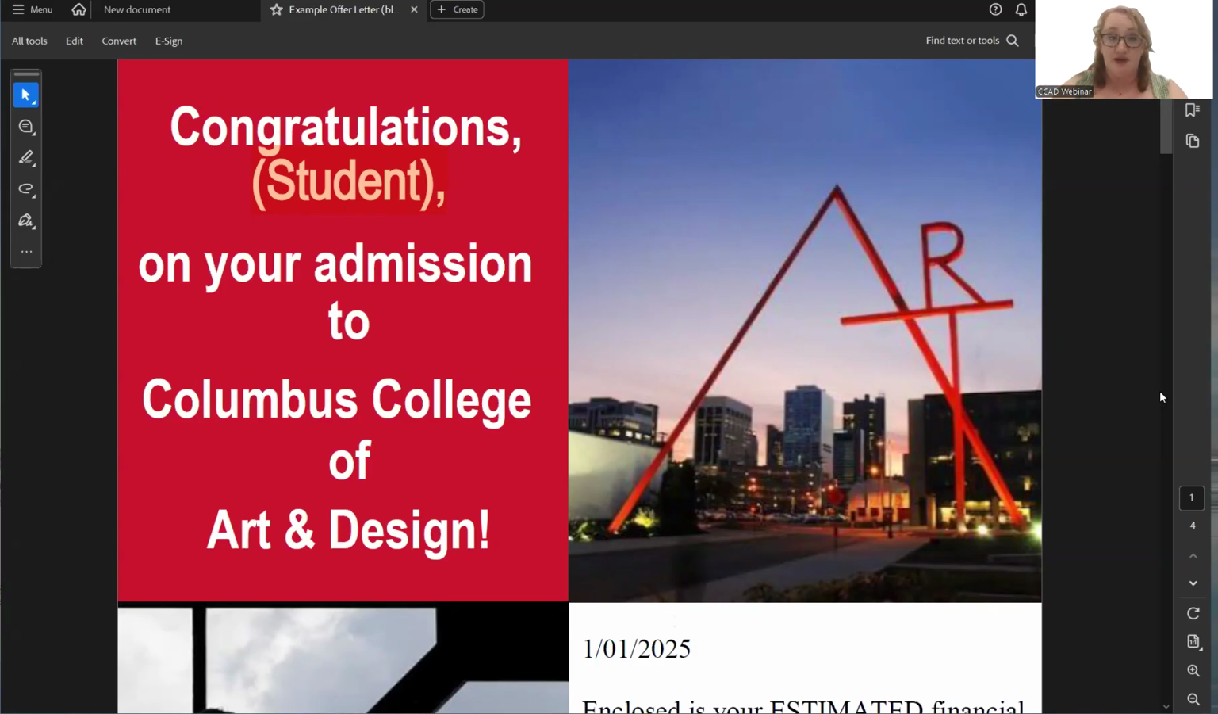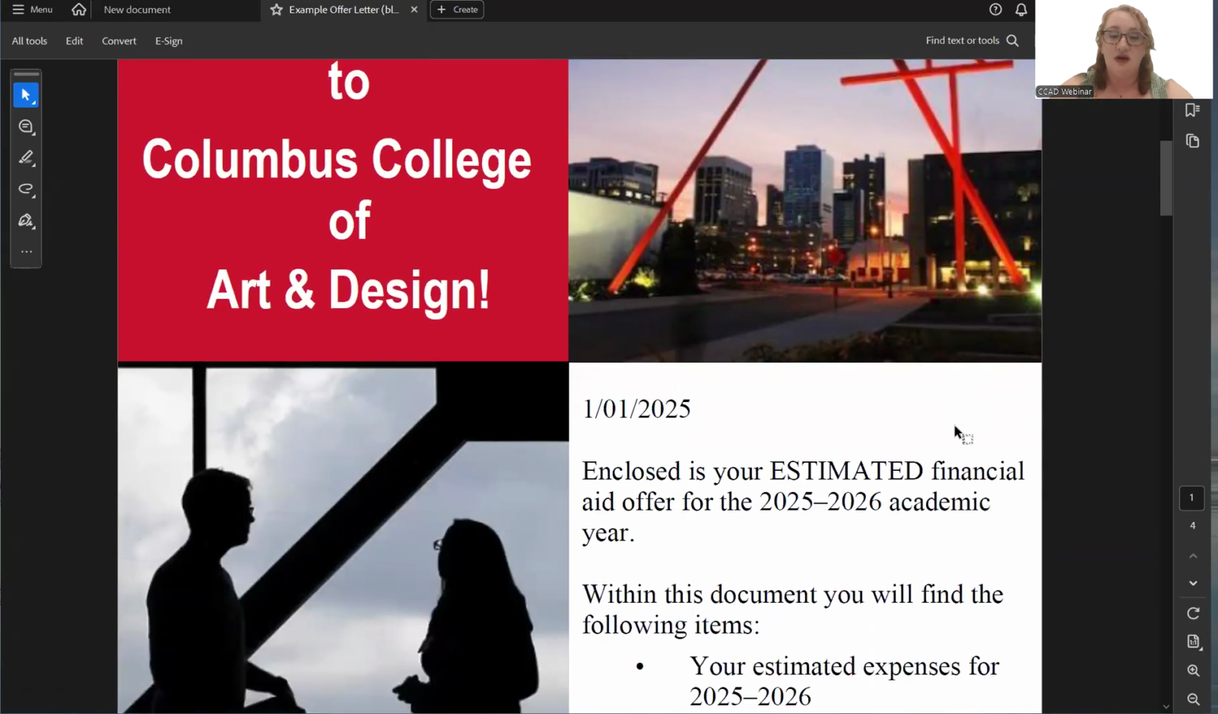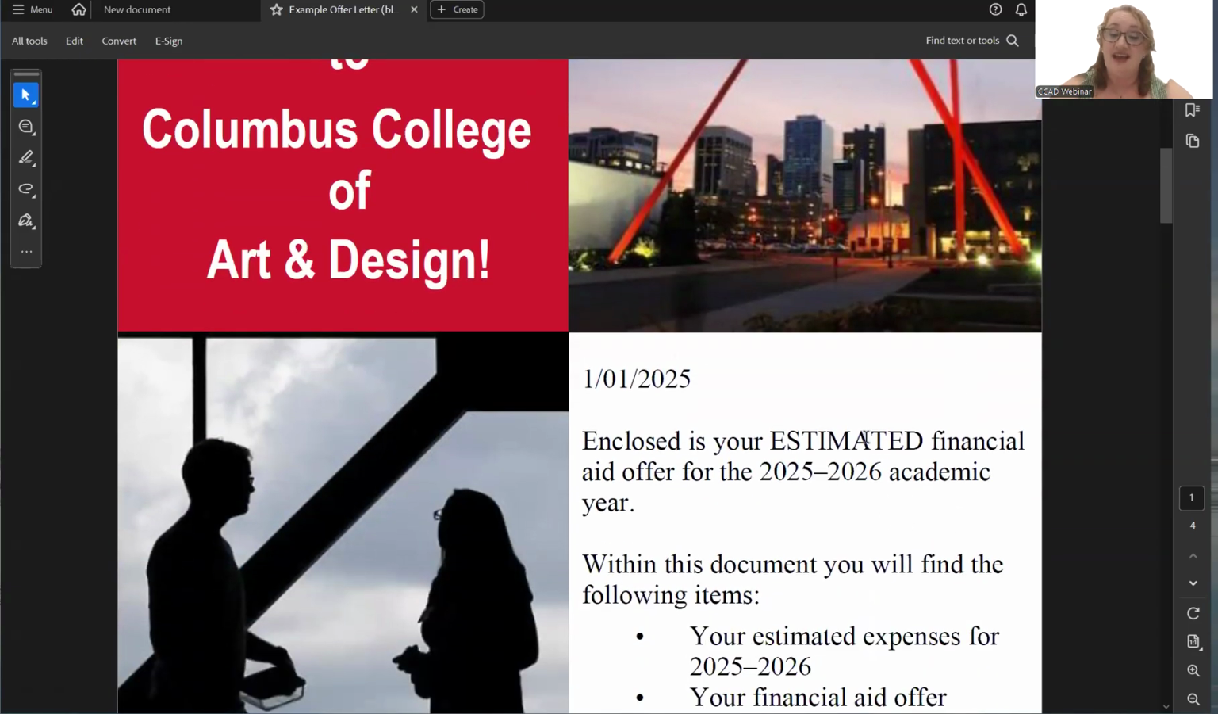As we're looking at the first page here, make sure that it does have your first and last name. And then also, I want to point out, it says estimated financial aid offer letter for the 2025-2026 academic year. Your offer letter is not going to look the same next year, depending on your housing situation, if that's going to change, depending on FAFSA changes, these numbers won't look the same. So please keep that in mind.